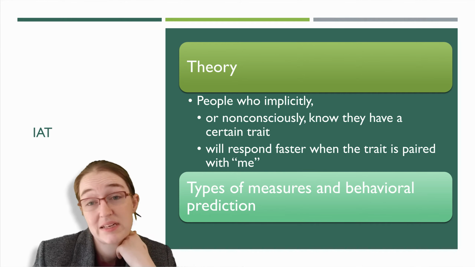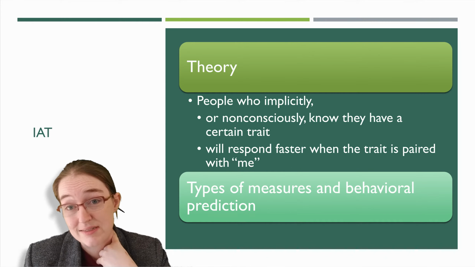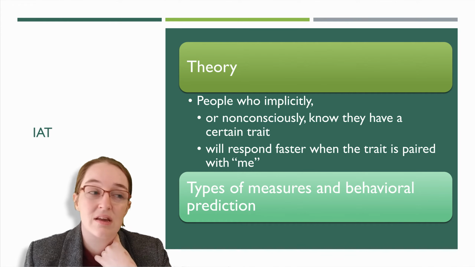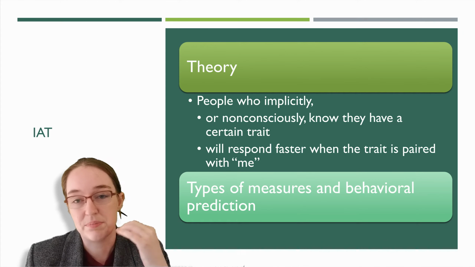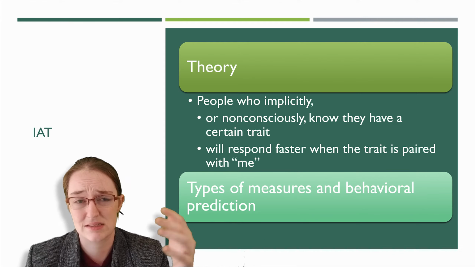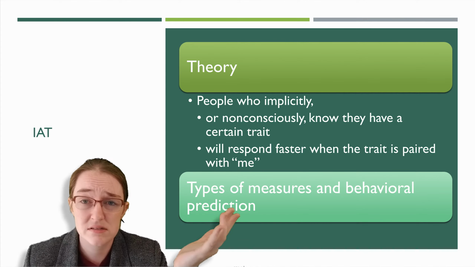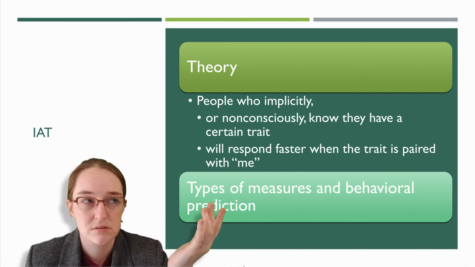So if you have to make a snap judgment or evaluate if someone is dangerous, you can use these to measure racial bias, sexism, any ism, ableism, homophobia, which is homophobism.